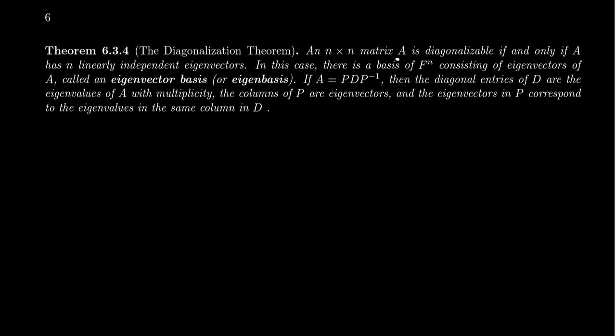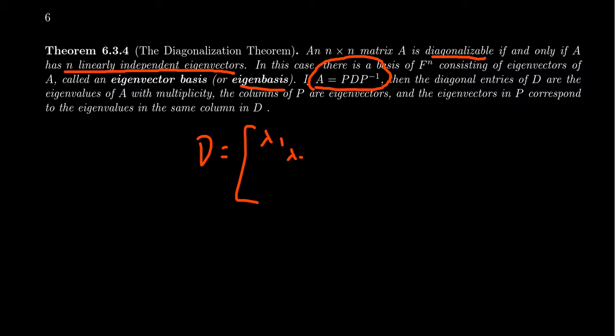If we have a matrix A which is n by n, that matrix A will be diagonalizable if and only if A has n linearly independent eigenvectors. That set of n linearly independent eigenvectors is called an eigenbasis for the vector space. It'll be diagonalizable if and only if you have enough independent eigenvectors. And so if you have an eigenbasis, then you can construct your diagonalization in the following way. D will be the diagonal matrix whose diagonal entries are the eigenvalues of A.